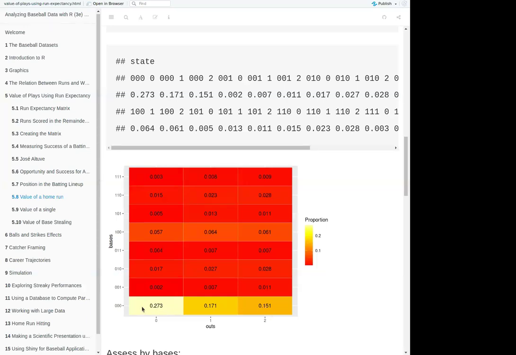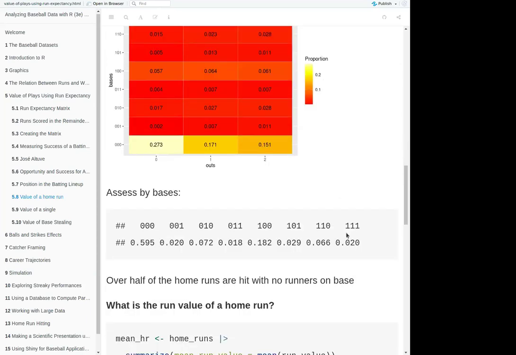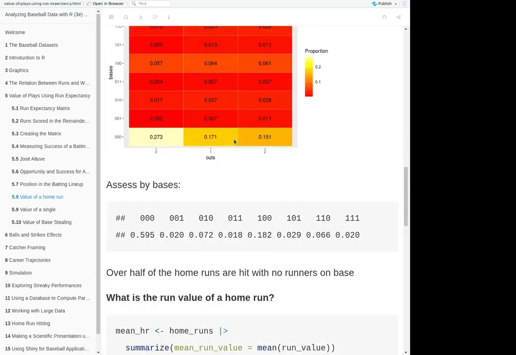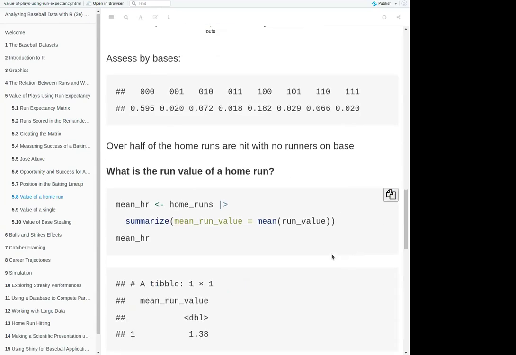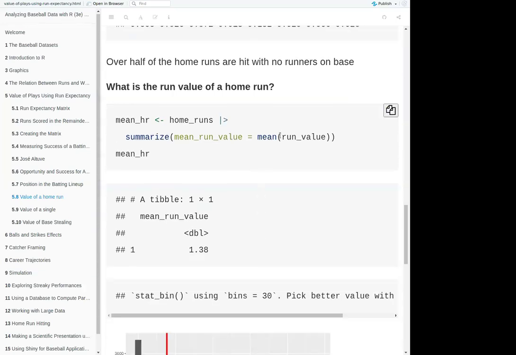We have higher proportions on these. No one on bases, followed by someone on first. And given this, I also assessed by bases. We can see that over half of the home runs are hit with no runners on base. So what's the run value of a home run then? We can look at the mean of the run value and we get 1.38 as the mean run value of a home run.